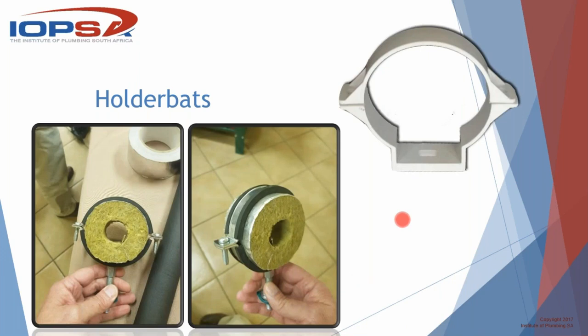Right, holder bats. When we're putting in lagging, a very common mistake is, you've got this length of pipe that you need to install. It's 30 meters of 22 mil pipe you need to put into the ceiling. And so you go to your local supplier and you say, I need 35 or 40 22 mil holder bats, please. And you get to site and you realize, oh, hang on a second, this thing's supposed to be lagged, but I've got 22 mil holder bats here. Well, then I'll just use that and I'll lag between them. And that's not right.